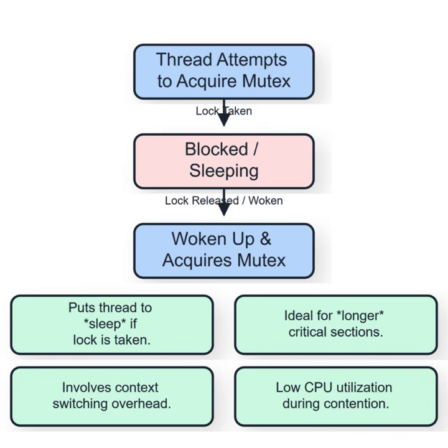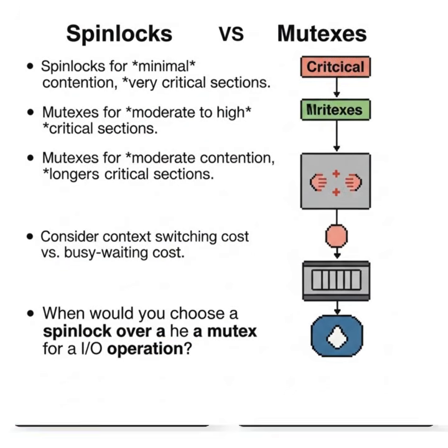The act of putting a thread to sleep and waking it up involves a context switch, which is a relatively expensive operation for the CPU. So while mutexes offer low CPU utilization during contention, their performance can suffer if critical sections are too short, making the context switch overhead disproportionately large.